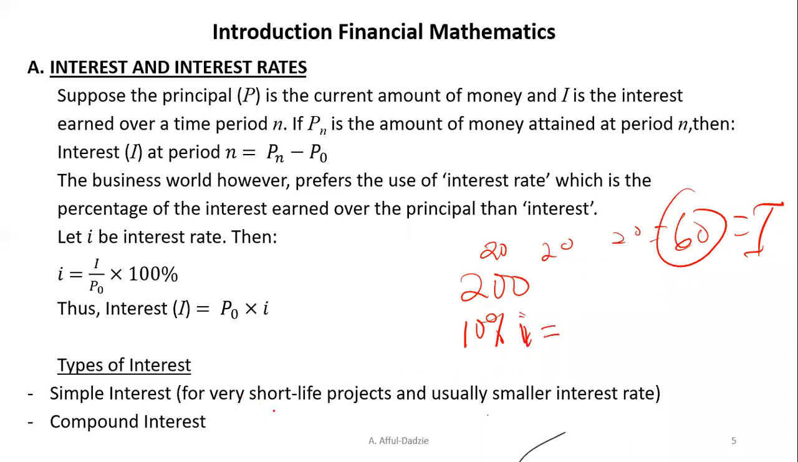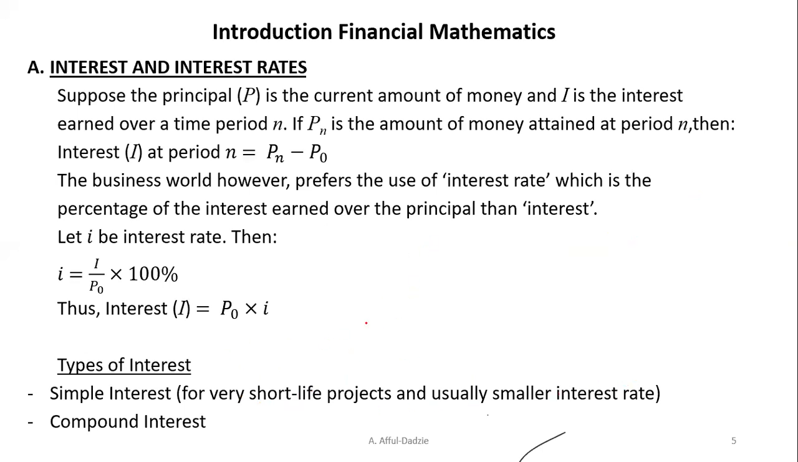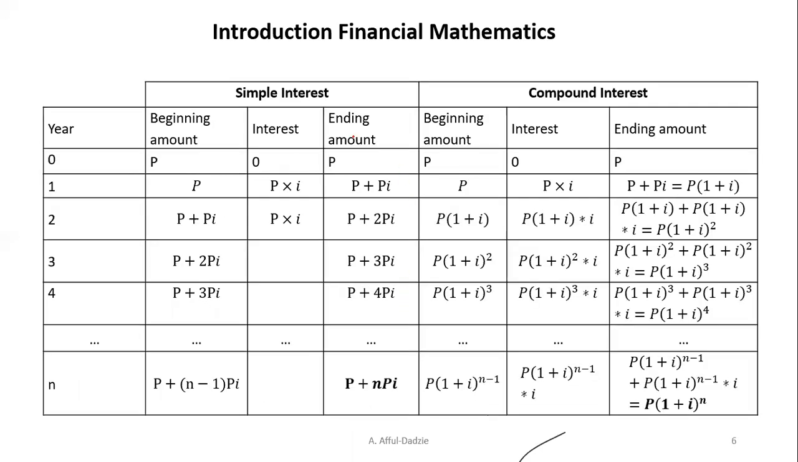So for simple interest, for a very short life, we usually have smaller rates. For the types of interest, we have simple interest rates, and we also have compound interest rates. For compound interest, that's when your interest keeps increasing, compounding. It's a very wicked and horrible way of calculating interest. So we use this table to try and understand the differences between the simple interest and the compound interest.